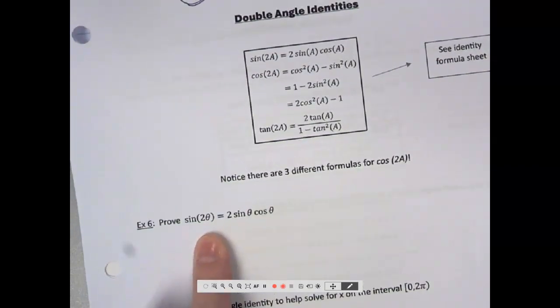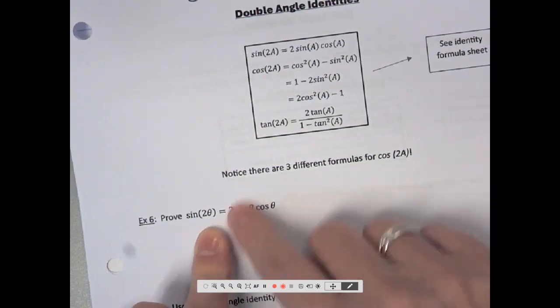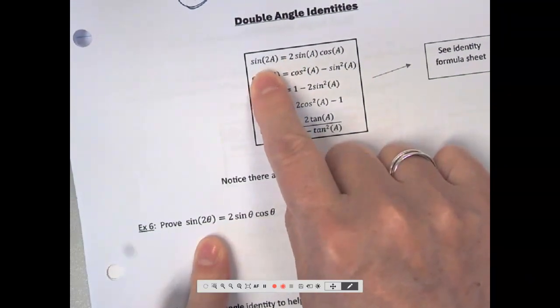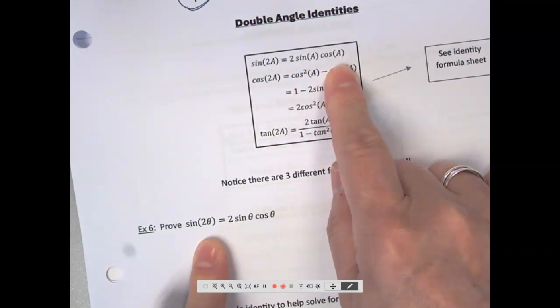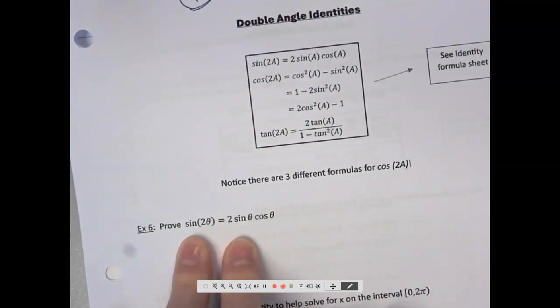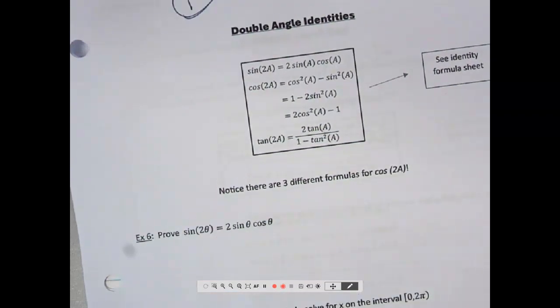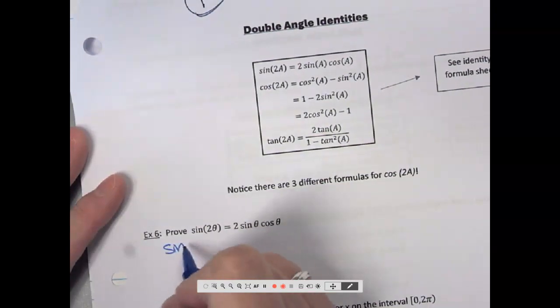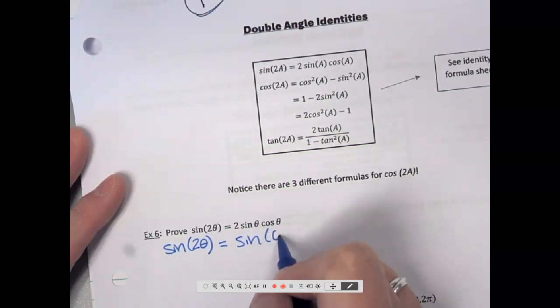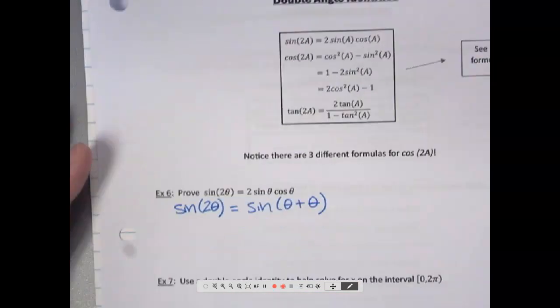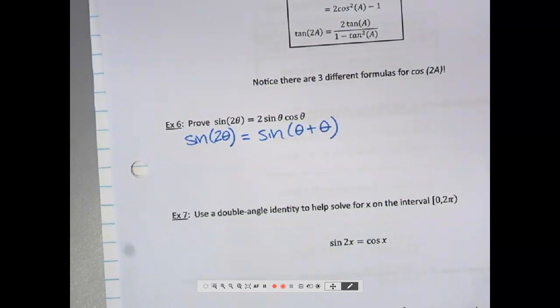So we're going to just jump right in. We're going to prove the very first one. So this first one is sine of 2a equals 2 times sine a times cosine a. We're going to prove that that's true. So with an identity, we take one side, change it until it becomes the same as the other side. I'm going to work on the left-hand side here and say that sine 2 theta is the same as sine of theta plus theta. Is that true? X plus x is 2x, so theta plus theta is 2 theta.